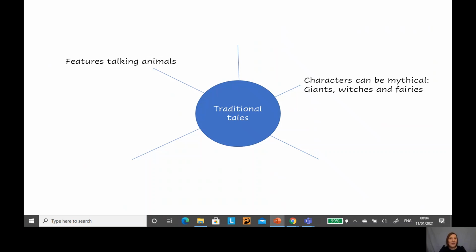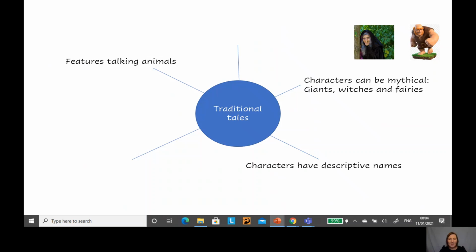Also, the characters can be mythical, so characters such as giants, as in Jack and the Beanstalk, witches in Hansel and Gretel, and fairies as well that come and help each other. We have witches and we have giants.